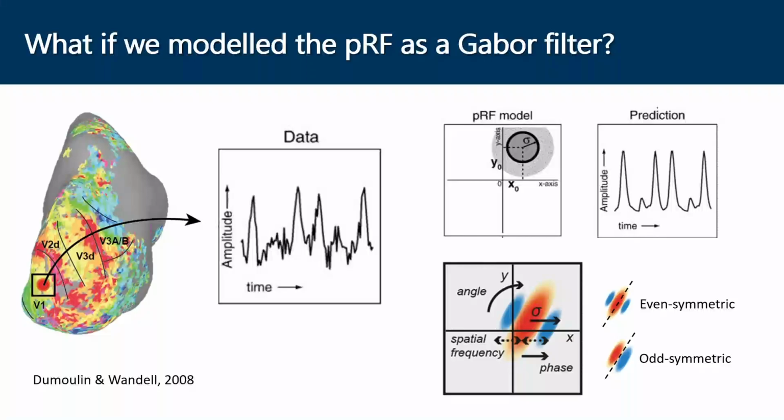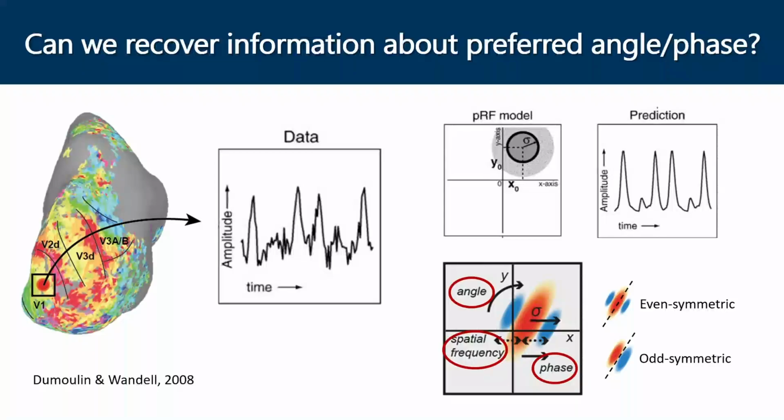In this case, we would have 3 additional parameters whose distribution we could look into at the voxel level, which would be the angle, spatial frequency, and phase. Moreover, we could look at how these link to the distributions of the even symmetric and odd symmetric Gabor filters. In this talk, I'm going to focus on the relationship of angle and phase.